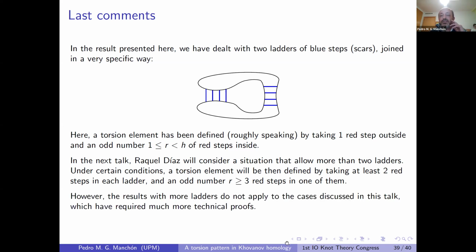The proofs in this talk are maybe more technical.